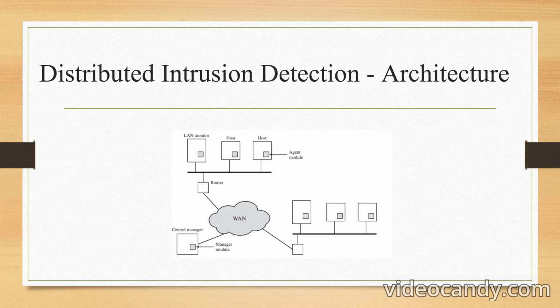Next one is the distributed intrusion detection architecture that you can see in the diagram. This is an example of a distributed intrusion detection system. This was developed at the University of California. This diagram shows the overall architecture. It consists of three main components.